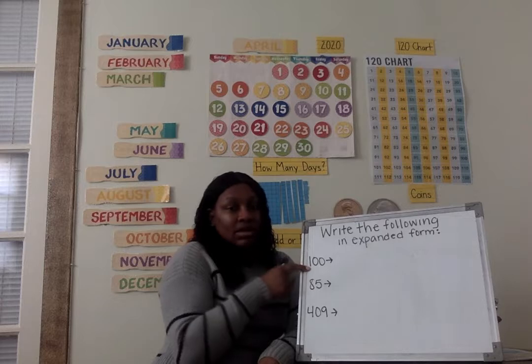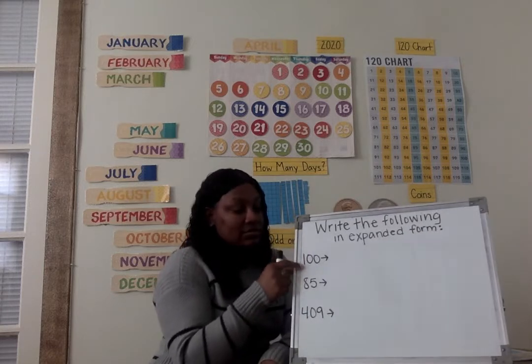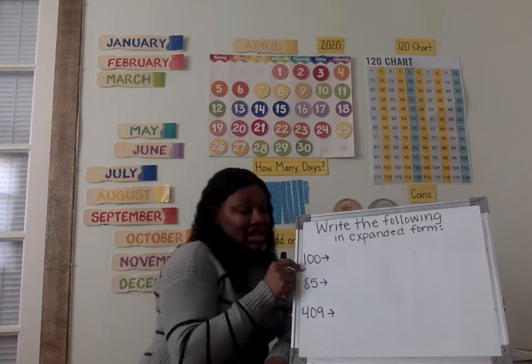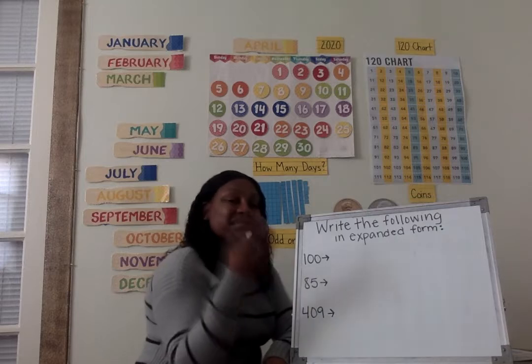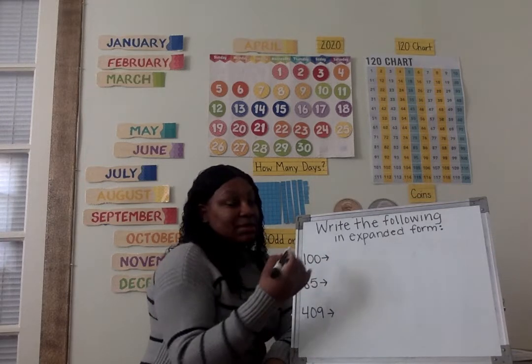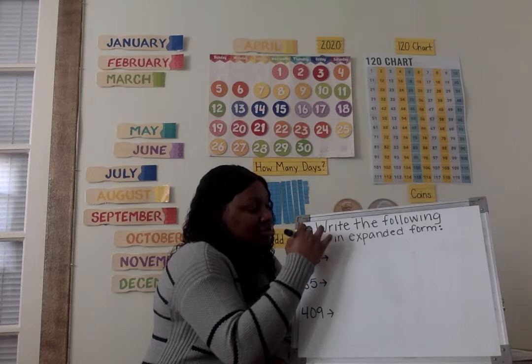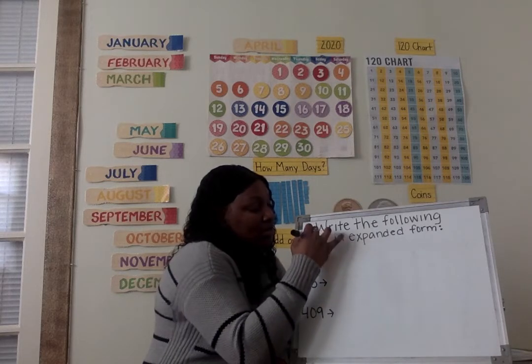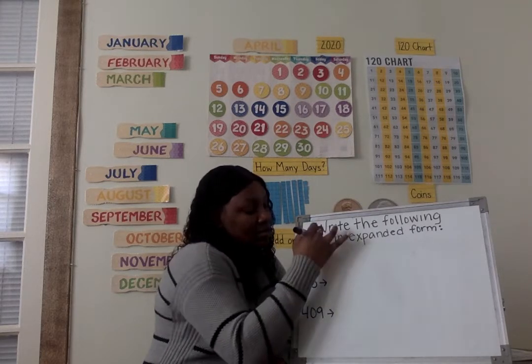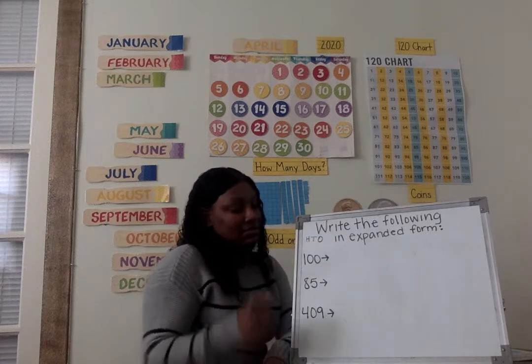We have the number what? What number is this? That's right. We have the number 100. So I want to write this number in expanded form. When I write numbers in expanded form, I want to think about what number is in the hundreds place, what number is in the tens place, and what number is in the ones place.